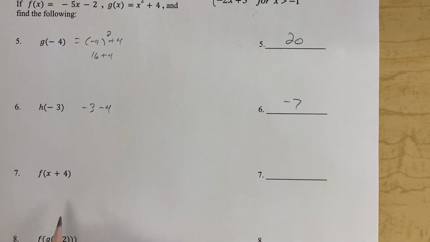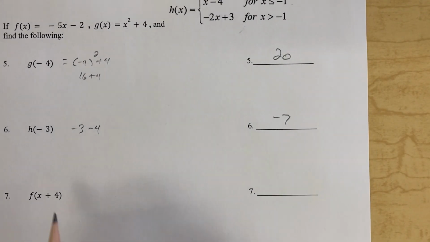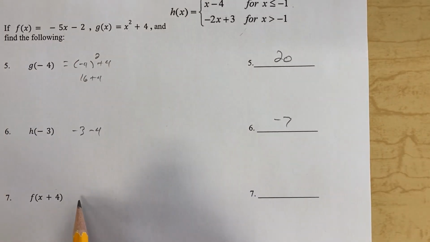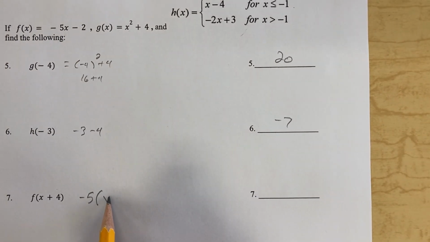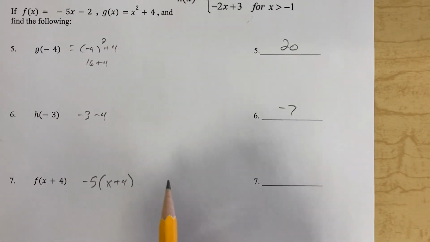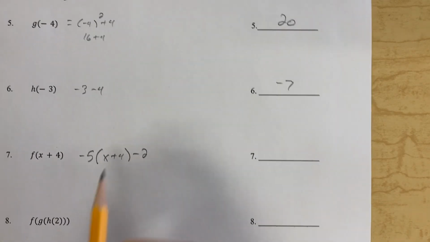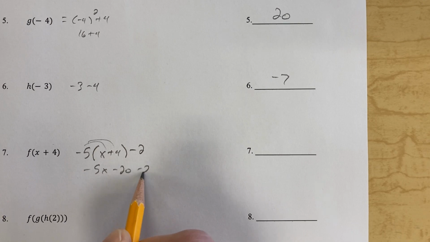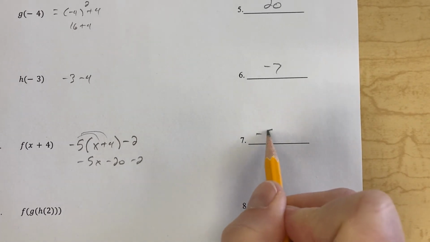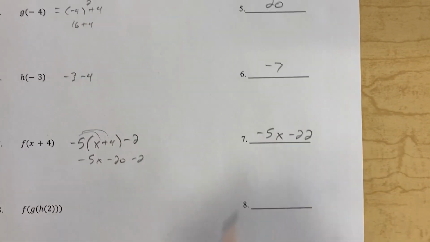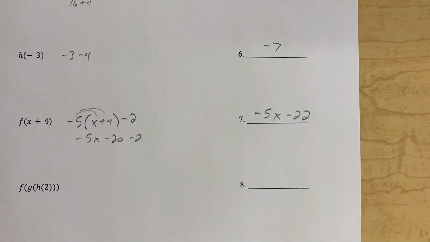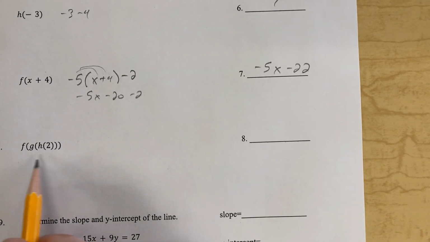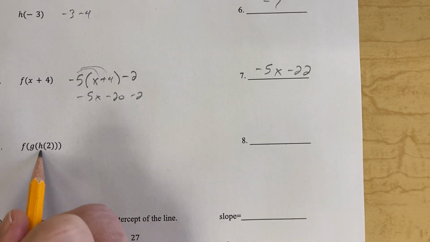Okay. For f of x plus 4, we're going to put x plus 4 into this. So instead of negative 5 times x, we're going to do negative 5 times x plus 4 and then minus 2. All right, distribute gives us negative 5x minus 20 minus 2, and put that together, we get negative 5x minus 22.